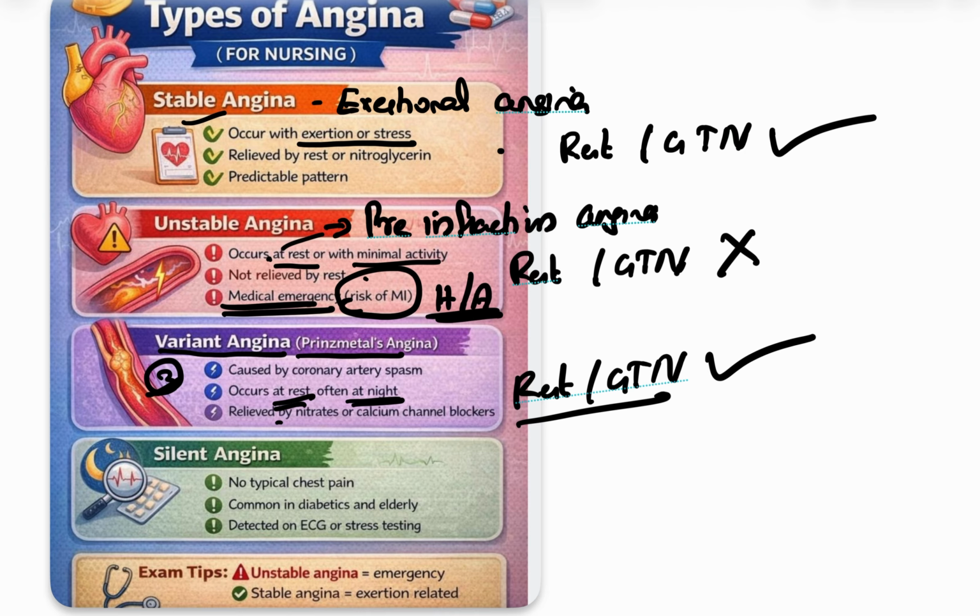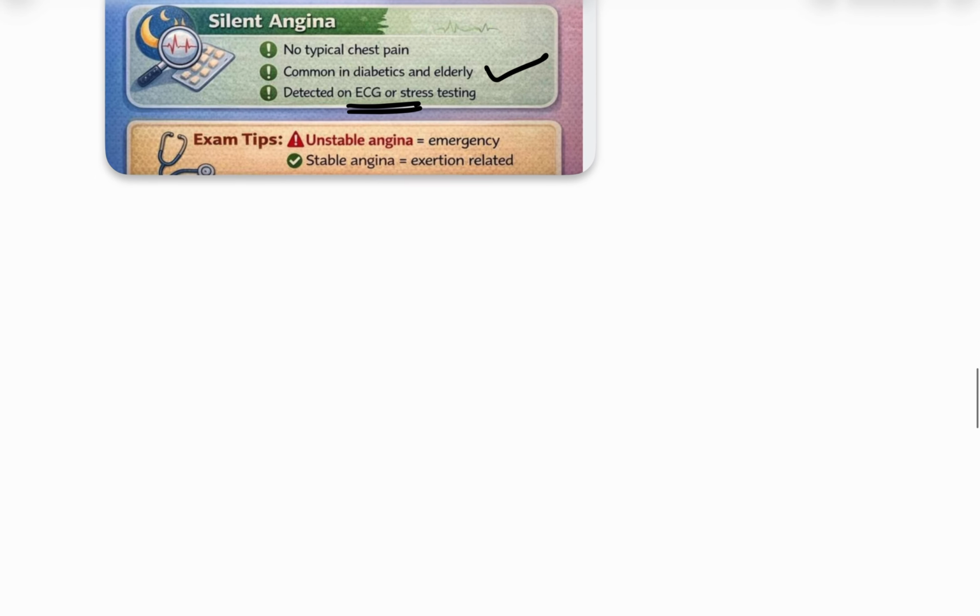And then we are going to see silent angina. There is no typical chest pain there. It's commonly seen in diabetics and elderly patients and detected on ECG or stress testing. So these are the three types. Mainly there are three types of angina here, and the most important thing to remember is what type of angina. Stable and variant angina are relieved by rest and GTN, but unstable angina will not be relieved by rest and GTN, and it can cause a risk of myocardial infarction.